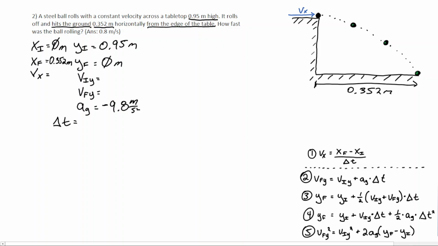And once again, is the object being initially launched up or thrown downwards at any sort of initial velocity? No. So therefore, what's the initial velocity in the y direction? And the problem's asking us, how fast was the ball rolling? What's that asking us? That'll be the velocity in the x direction. Does it tell us anything about the amount of time or the final velocity in the y direction? No.